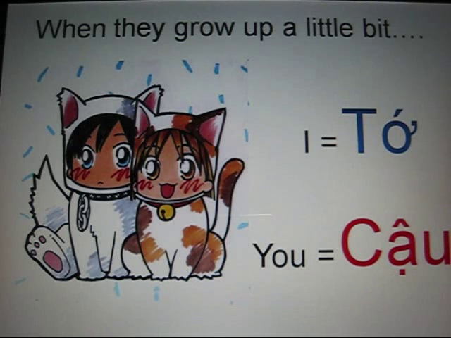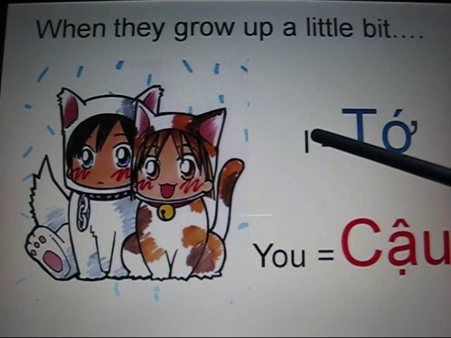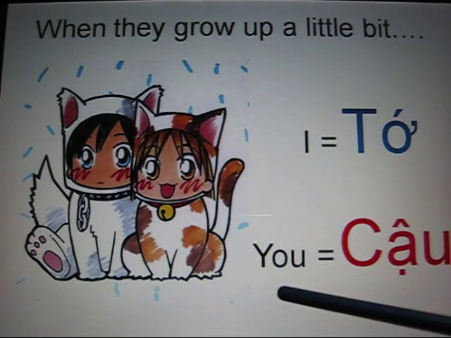Okay, now spell the word. For I, we have this word. Tờ, sắc, tớ. U, âu, cờ, câu, nặng, cậu. Okay, one more time. Tờ, sắc, tớ. U, âu, cờ, câu, nặng, cậu. Tớ, cậu. Tớ is used for I and cậu is used for you.